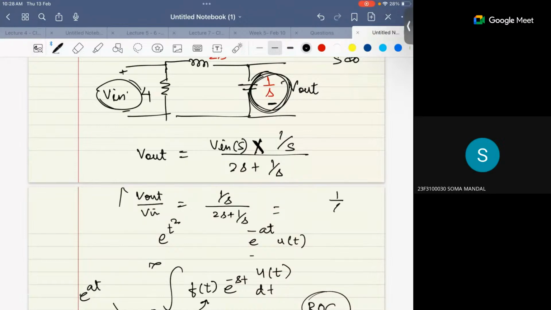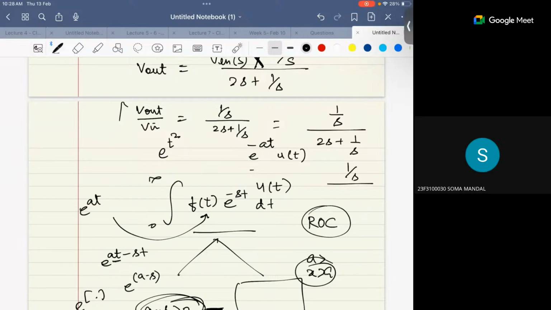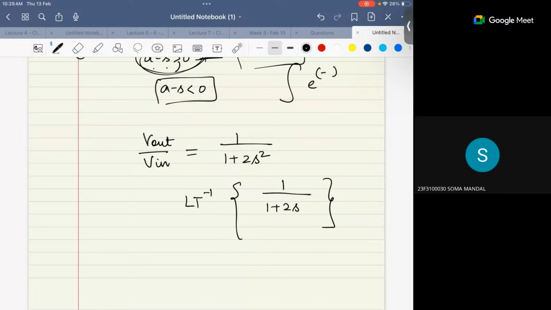1 upon S times 2S plus 1 upon S. That will be 1 upon S, S will get cancelled and you will be left with 2S square plus 1. So this will be 1 upon 1 plus 2S square. This is V out by V in. Now if I have to take the Laplace inverse, how can I take the Laplace inverse of 1 upon 1 plus 2S square?